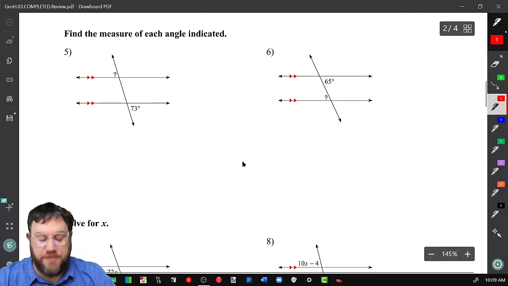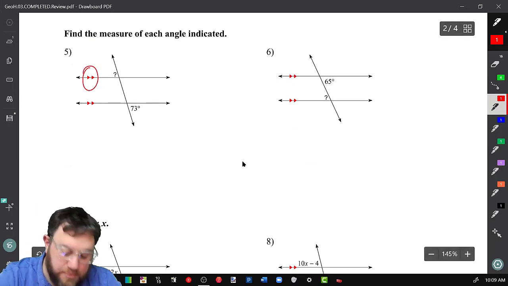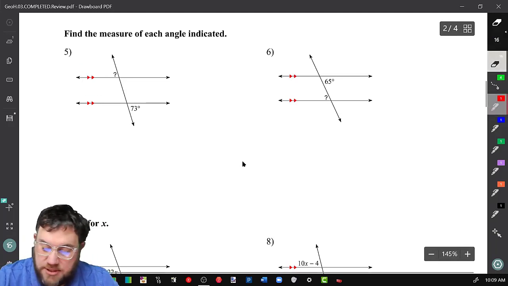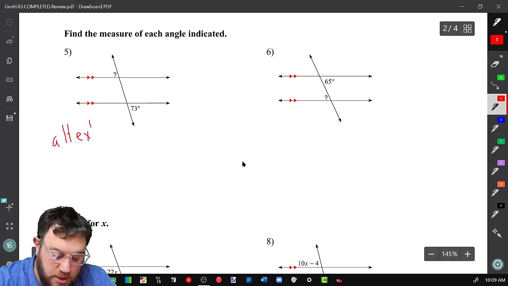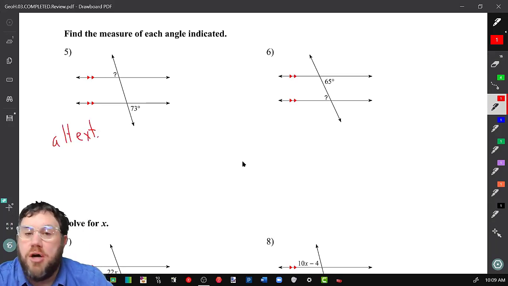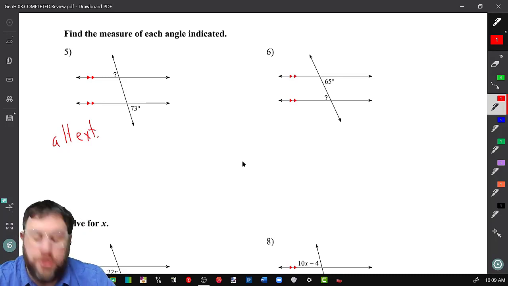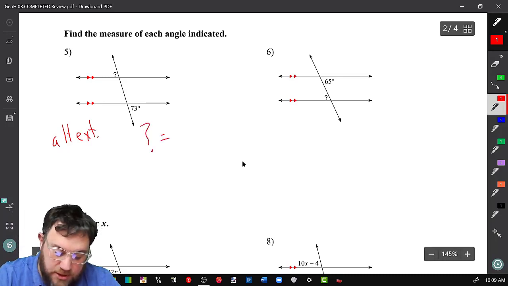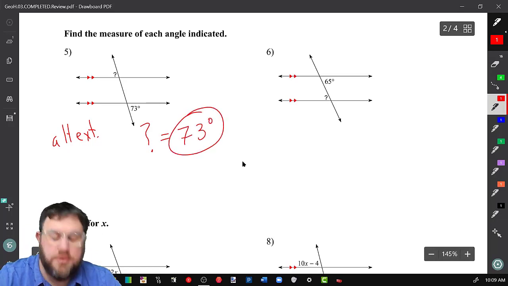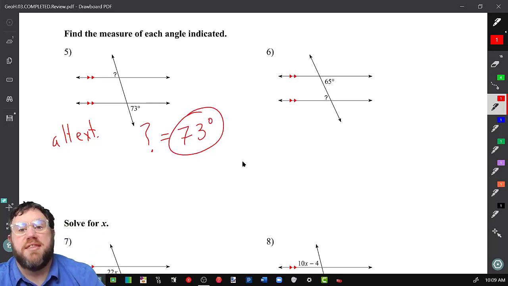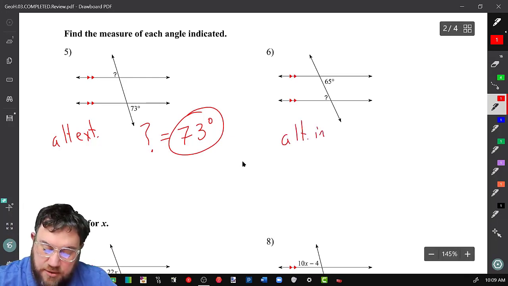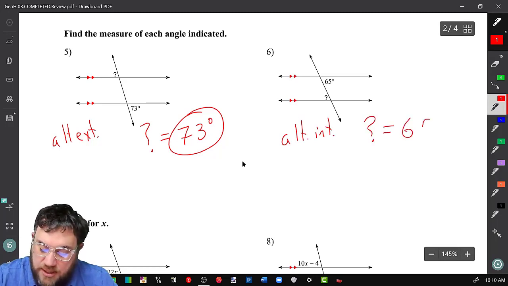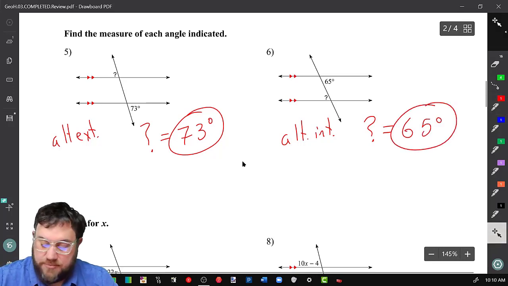Now for our next few, we are shown that our lines are parallel. Remember, that's what these triangles stand for. So in number five, we have alternate exterior angles. And when the two lines are parallel, alternate exterior angles are congruent. So our question mark equals 73 degrees, because when things are congruent, we set them equal to each other. In number six, these are alternate interior angles. Those are also congruent. So our unknown angle is 65 degrees.